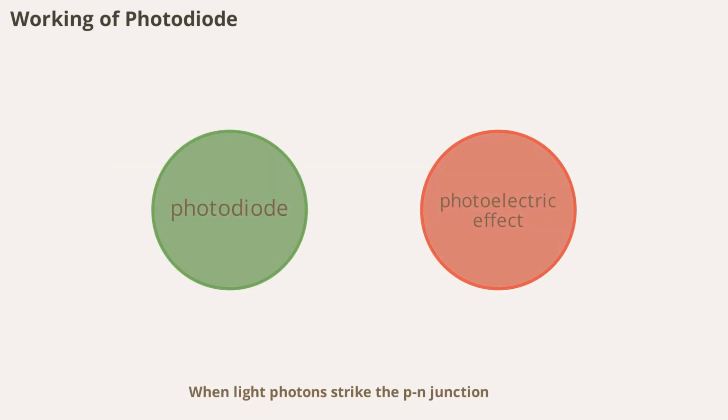The working of a photodiode relies on the photoelectric effect. When light photons strike the p-n junction, they provide enough energy to break electron-hole pairs, generating a current proportional to the intensity of the light. This property makes photodiodes ideal for detecting and measuring light in scientific instruments, cameras, and communication devices.